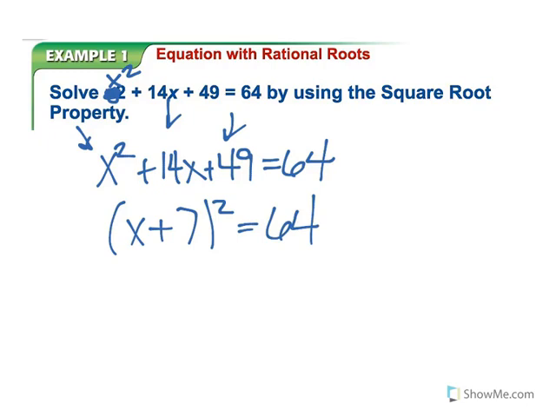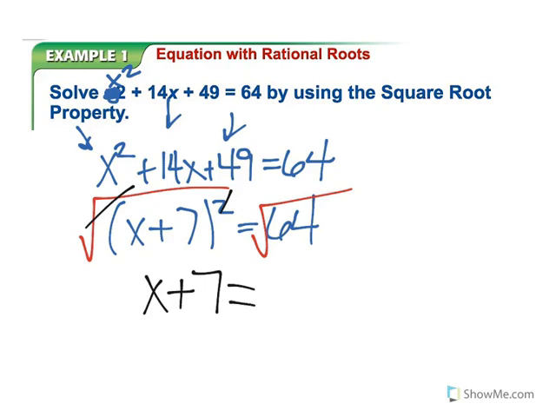So we already know how to factor this, but now we're going to take the square root of each side. And what happens when we do that is that the square root and the square will cancel out. So we are left with x plus 7 is equal to, and we know that the square root of 64, and don't forget we have to put our plus or minus, okay? So we get plus or minus 8 because 64 is a perfect square as well.